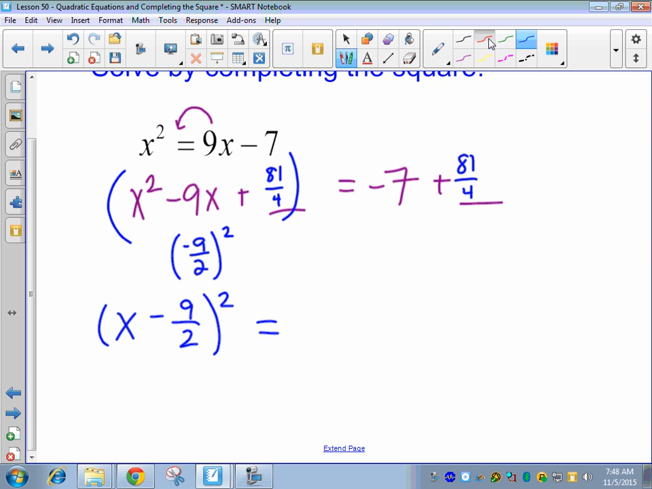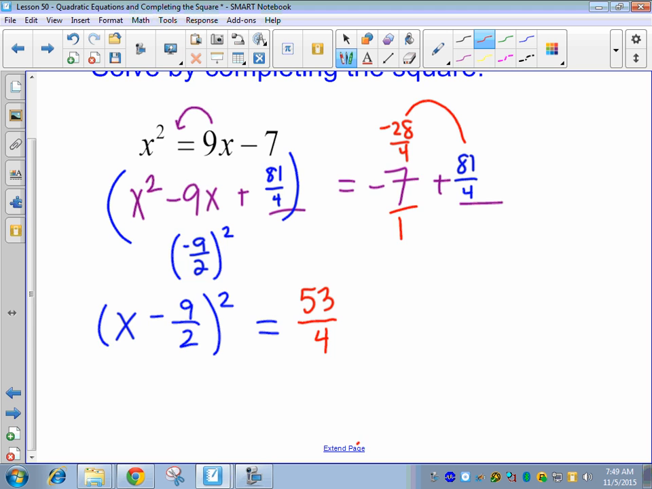And now on the right-hand side, you do have to add these lovely fractions. So 7 over 1, we would multiply by 4 over 4 to get a common denominator. So that's negative 28 fourths. And we're going to add it to 81. So what is that? 53 over 4.